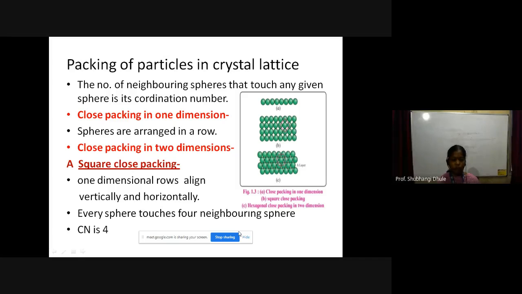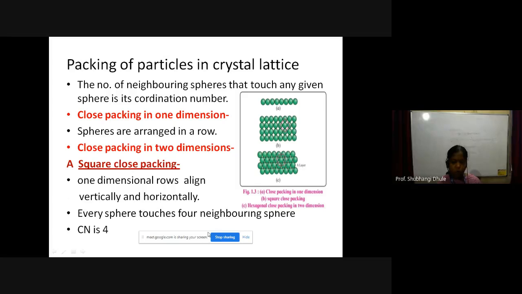Close packing means how tightly the spheres are packed in the unit cell, or how closely they are packed with the adjacent sphere. This will decide whether the coordination number is less or more. If the coordination number is higher, that means the unit cell is closely packed. If it is not closely packed, what happens? Let us see in the next slides.